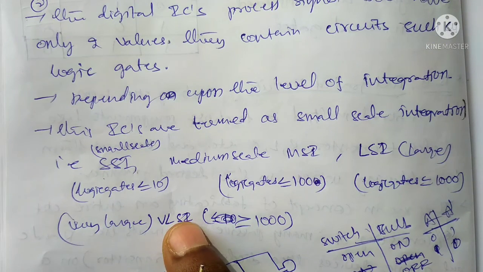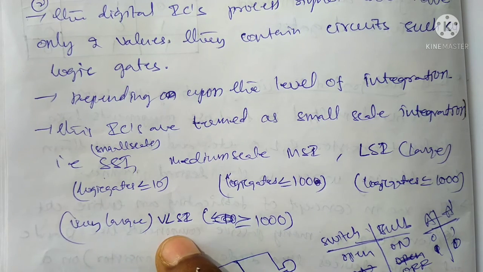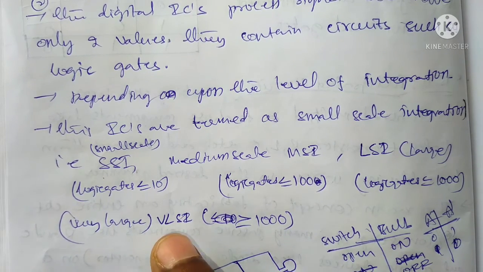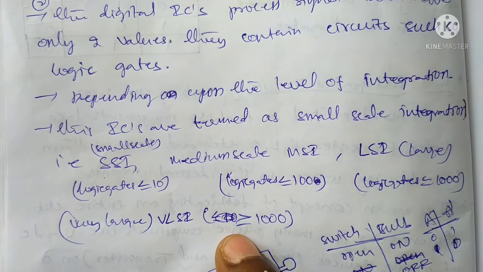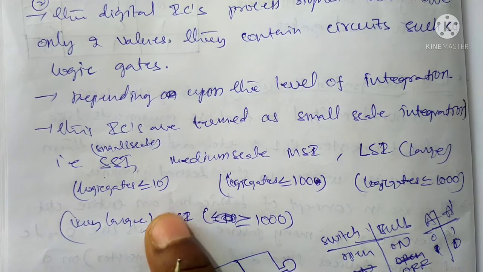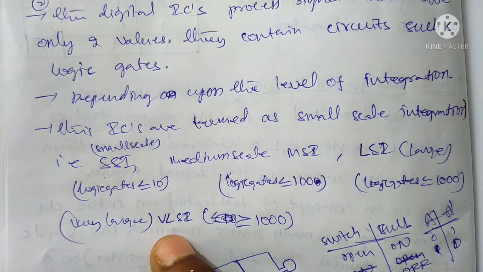The Chandrayaan, that one, has VLSI. It is prepared with large-scale integrated circuits. This type of large-scale digital circuit is called VLSI, with above 1000 gates. VLSI is used in Chandrayaan 1 or Chandrayaan 2. It is being prepared by BARC or DRDO.